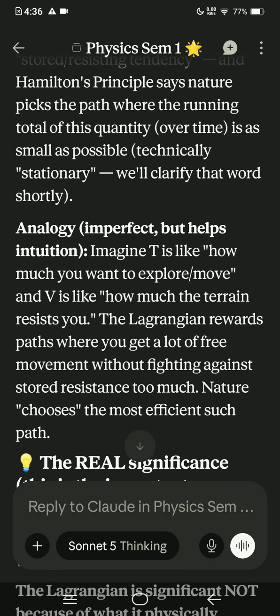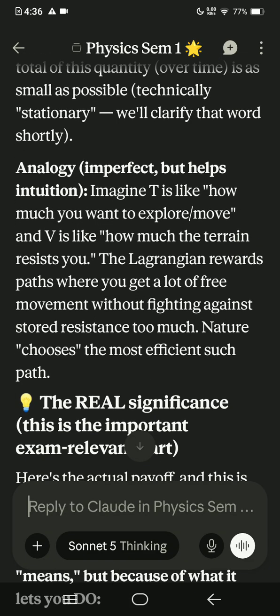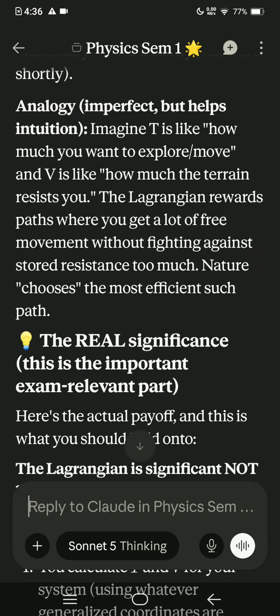Imagine T is like how much you want to explore or move, and V is like how much the terrain resists you. The Lagrangian rewards the path where you get a lot of free movement without fighting against stored resistance too much. It is definitely philosophical, anyways. Nature chooses the most efficient such path.